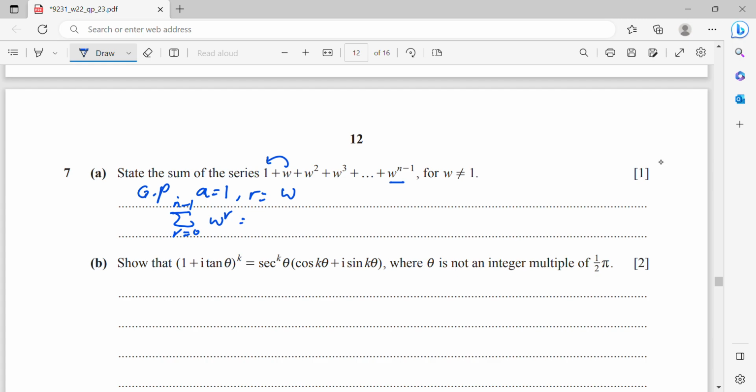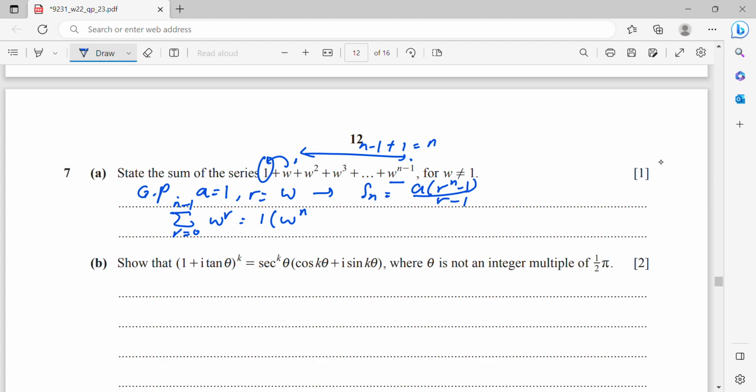So from here, if you remember, Sn is a bracket r to the n minus 1 over r minus 1. So I will write 1. r is w, then n. There are n terms here because here degree 1 are here. n minus 1 means n minus 1 terms. Then plus the first term becomes n terms.